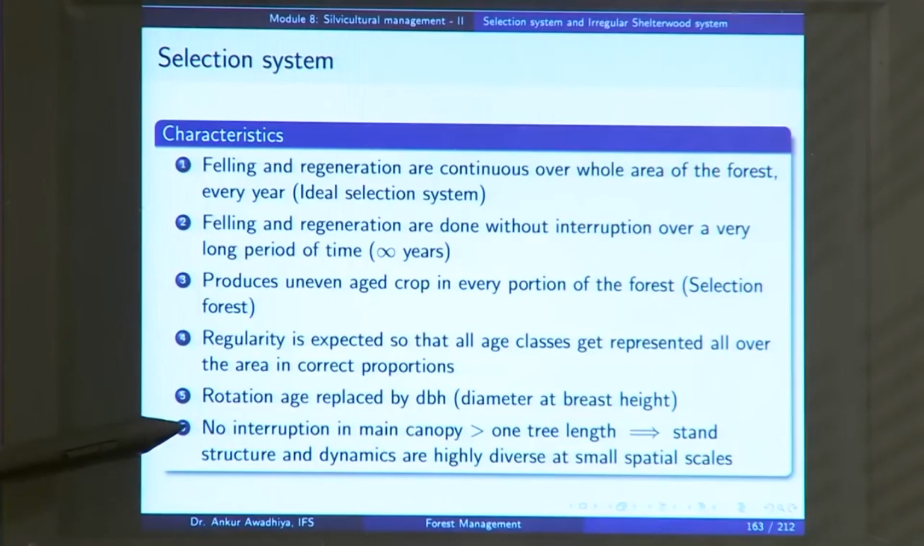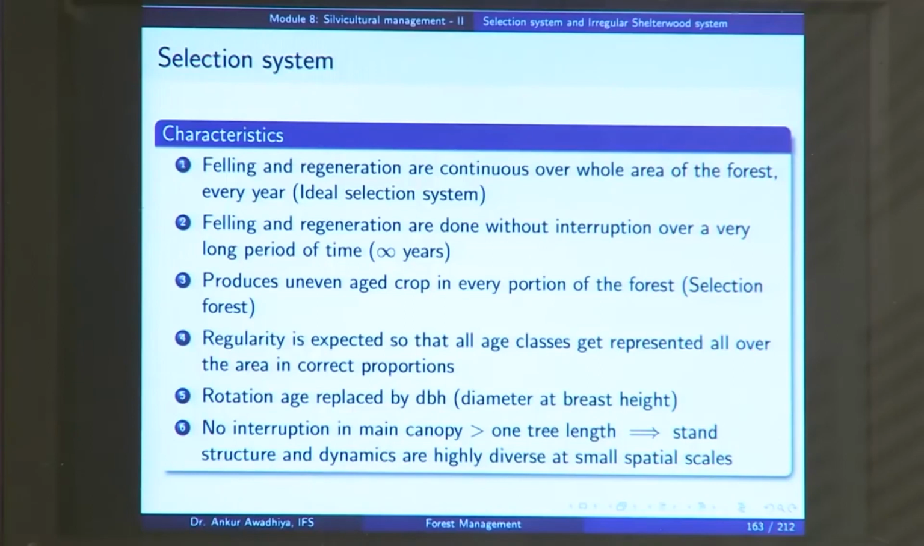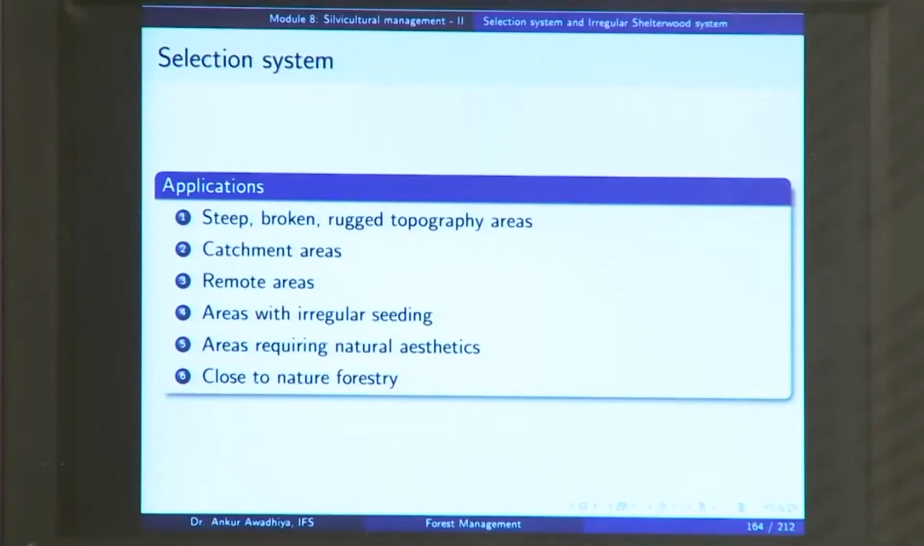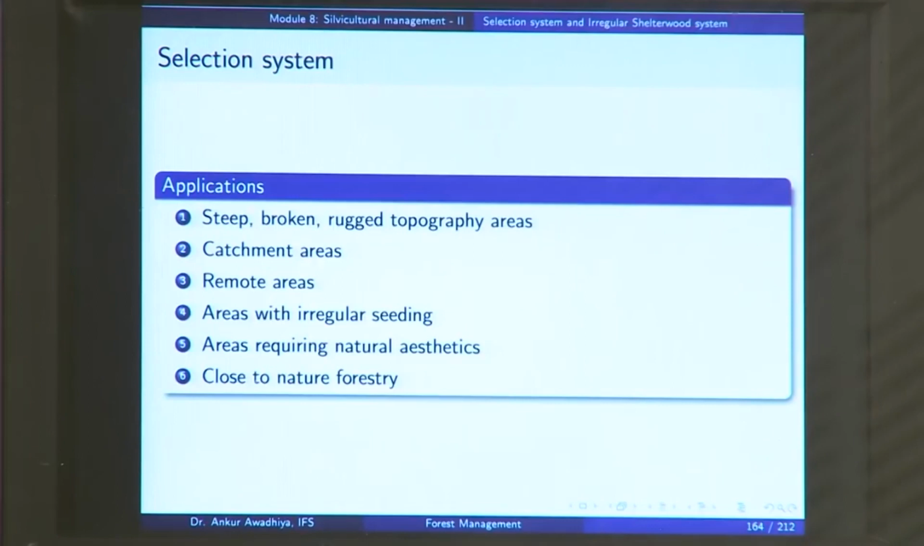There is no interruption in the main canopy that is greater than 1 tree length and the stand structure and dynamics are highly diverse at small spatial scales. So, what are the areas in which you will prefer to go for a selection forest? A selection forest is typically used in steep, broken and rugged topography areas. So, you have an area that is very steep, very broken or very rugged. What it means is that you have a number of hills in that area. So, you have a rugged topography.